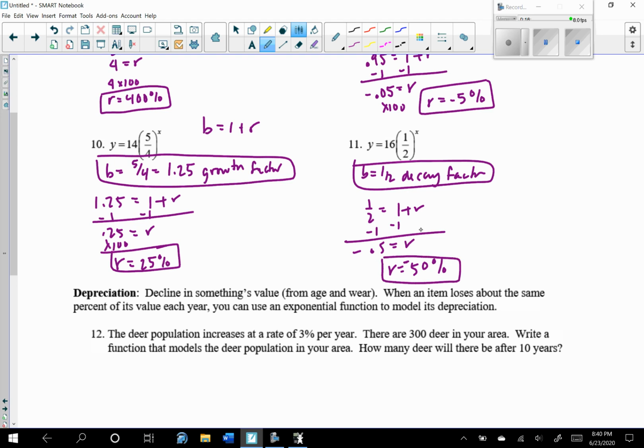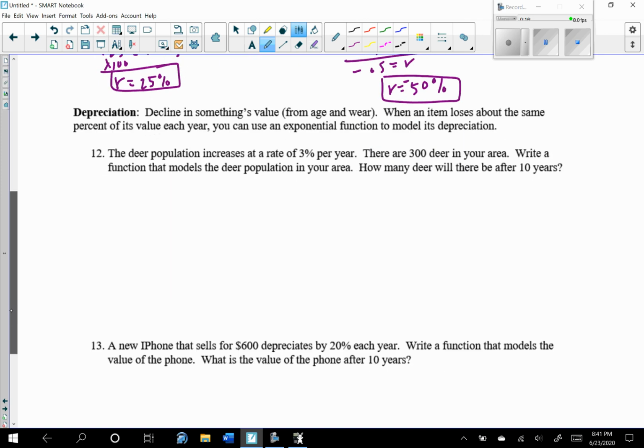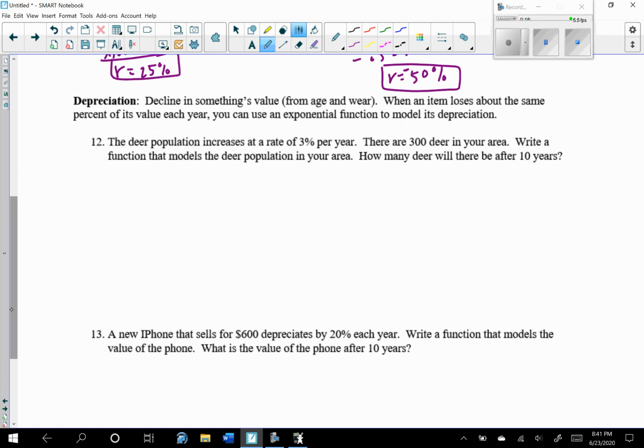All right, depreciation is a decline in something's value from age and wear. When an item loses about the same percent of its value each year, you can use an exponential function to model its depreciation. So the deer population increases at a rate of 3% per year. There are 300 deer in your area. Write a function that models the deer population in your area. How many deer will there be after 10 years?